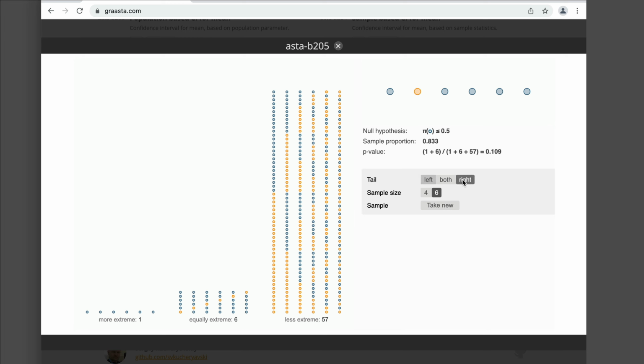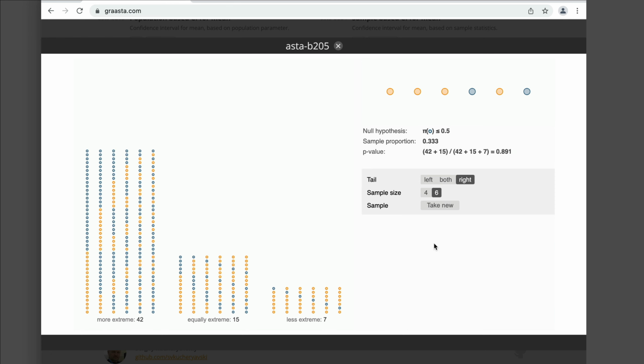But if I use the right hypothesis, this is less likely, right? So now I expect that the number of blues should be smaller than 50%. But you can see that the number of blues I have is 83%. So again, I can compute the p-value: these are all values equally extreme. This is more extreme. This is less extreme. So I take the sum of these two and divide by the total number of outcomes, and I get a p-value of 11%. Right. So this is how it works.